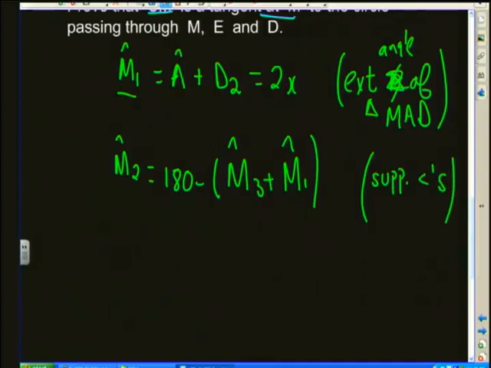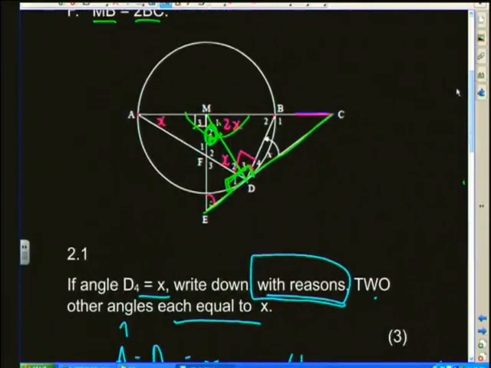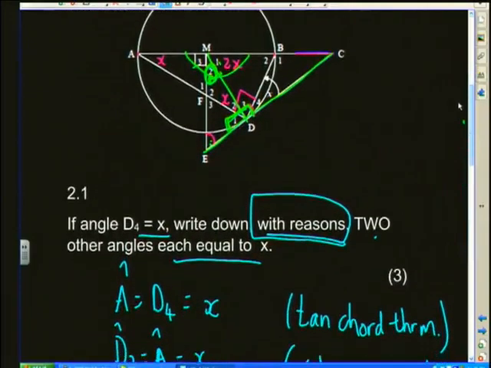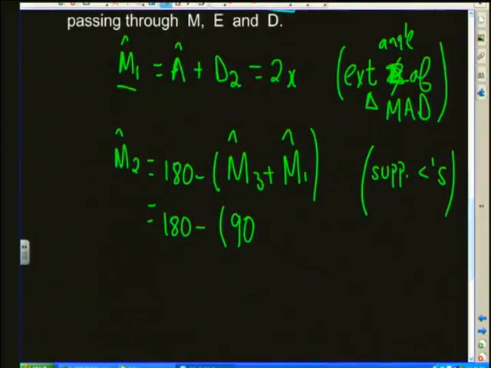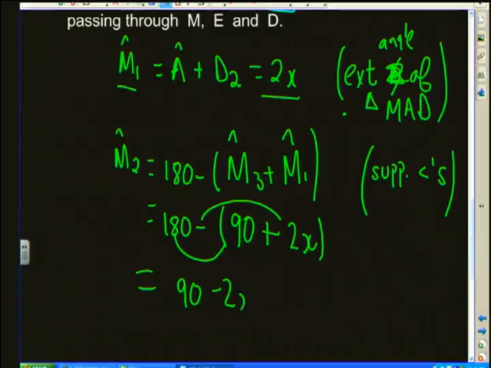Okay, so I know that M3 was 90 degrees. They gave it to you. They told you that EM was perpendicular to AB, so therefore M3 is 90 degrees. And M1, we've proved in the previous step that M1 was equal to 2x. So therefore angle M2, 180 minus 90, is going to give me 90 minus 2x. So M2 is 90 minus 2x.